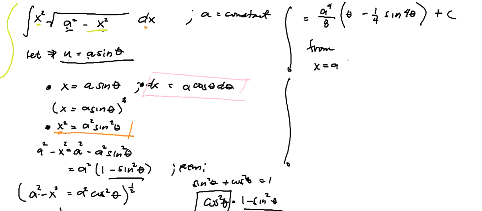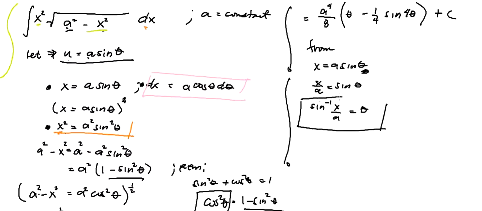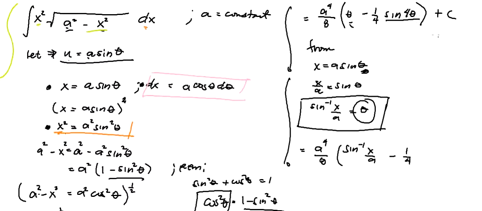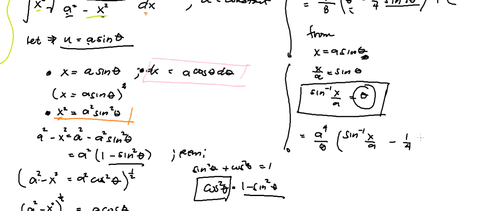From x is equal to a sine theta, let's solve for the value of theta. So we have x all over a is equal to sine theta. So our sine inverse of x over a is equal to theta, right? So this is now our theta. So we have a to the 4 all over 8, and our value of theta is arc sine x over a. Then minus 1/4, and we have sine 4 theta plus c.